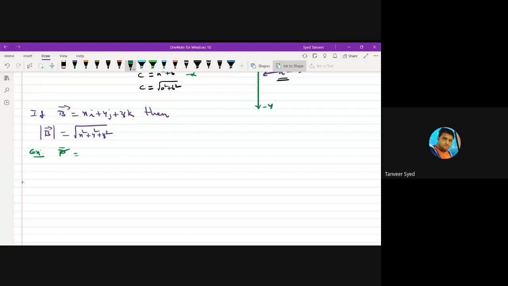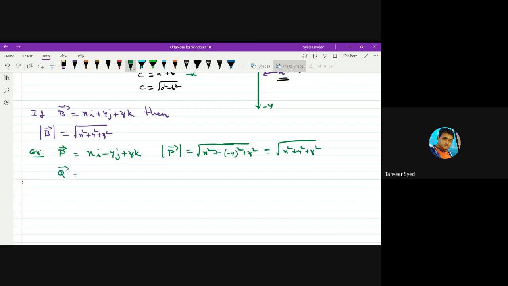Vector P is xi minus yj plus zk. Then the magnitude of vector P is root of x square plus minus y square plus z square. Minus y square is again positive because you are squaring. So it will again be x square plus y square plus z square.